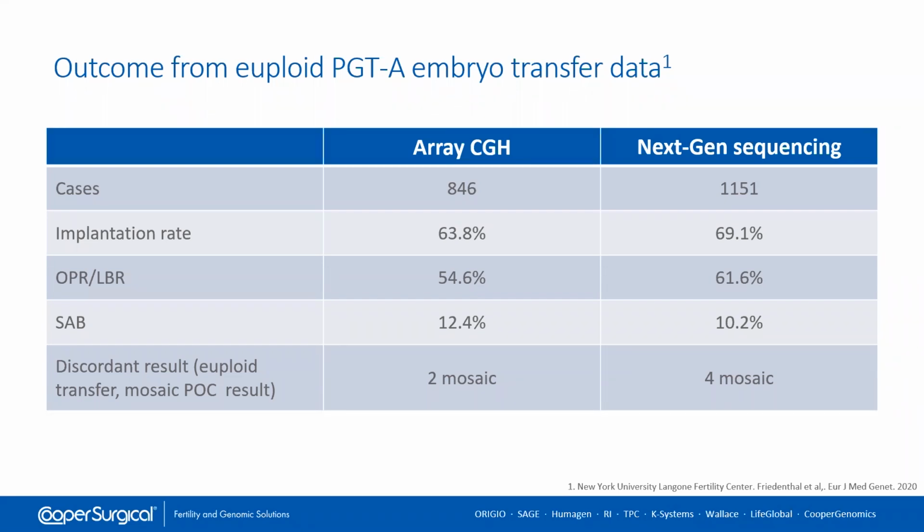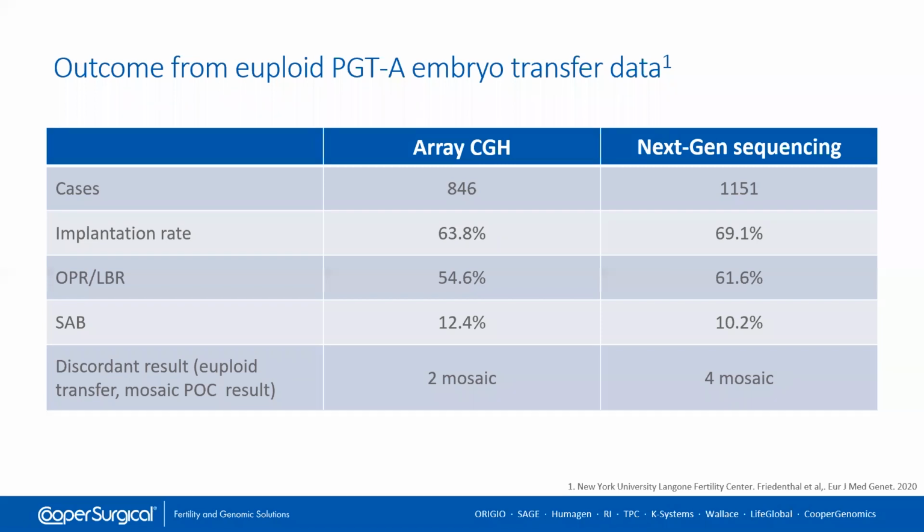So with array CGH, they were getting a very good implantation rate of 63.8%, ongoing pregnancy rate 54%, spontaneous abortion rate 12.5%. However, on rare occasions, there was a miscarriage and they managed to do product of conception testing. And out of all of those transfers, only 2 of the product of conception testing showed anything other than the euploid result; this was a mosaic result. So basically, out of all those embryo transfers where they could do follow-up, only 2 of them were different to the euploid result for the embryos that they transferred.